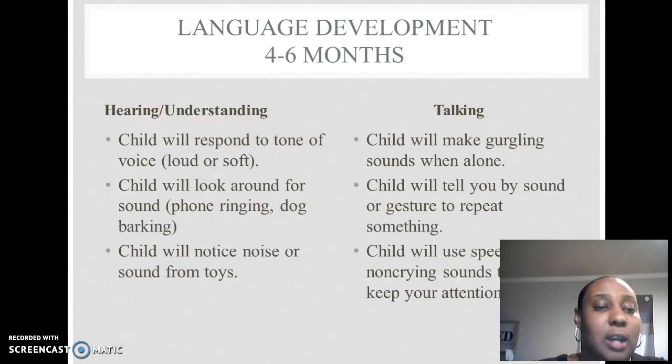4 to 6 months. In hearing and understanding, the child will respond to tone of voice, look around for sounds, and notice noise or sound from toys. In talking, the child will make gurgling sounds when alone, tell you by sound or gesture to repeat something, and use speech or non-crying sounds to get and keep your attention.